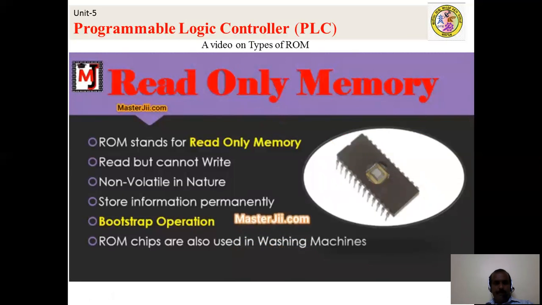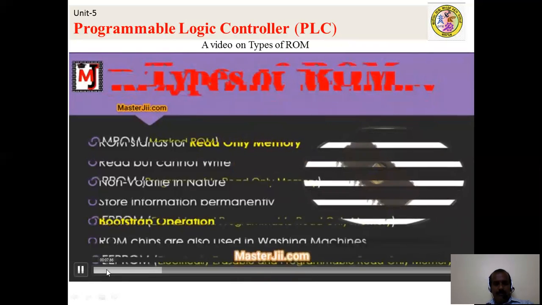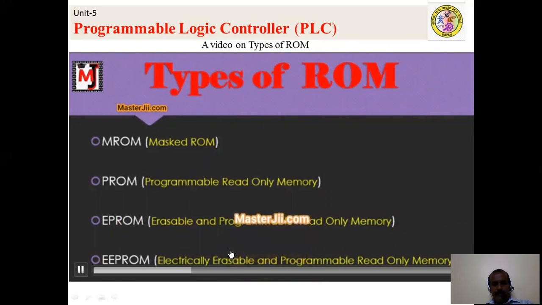Bootstrap, B-O-O-T-S-T-R-A-P. ROM chips are not only used in the computer but also in other electronic devices like washing machines and microwave ovens. You can also see the picture of a ROM shown on your screen. Now we will discuss the types of ROM. First is MROM, masked ROM. Second, PROM, programmable read-only memory. Third, EPROM, erasable and programmable read-only memory. Fourth, EEPROM, electrically erasable and programmable read-only memory.